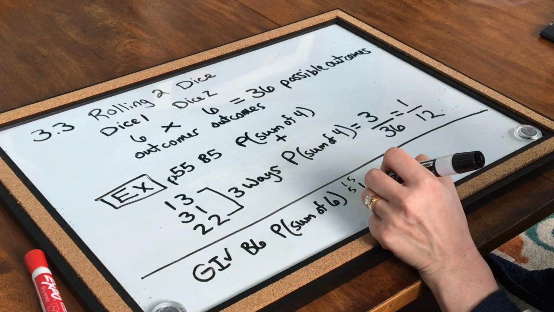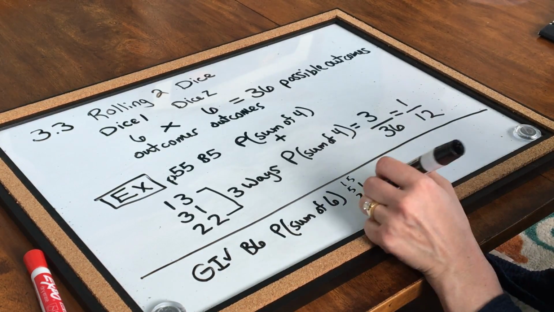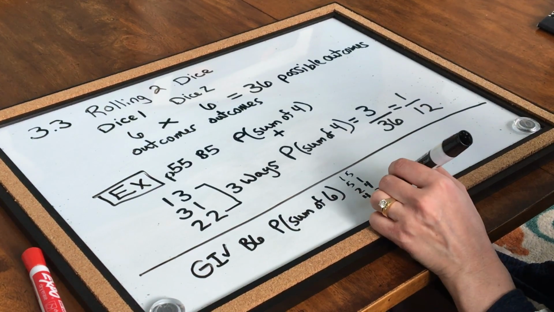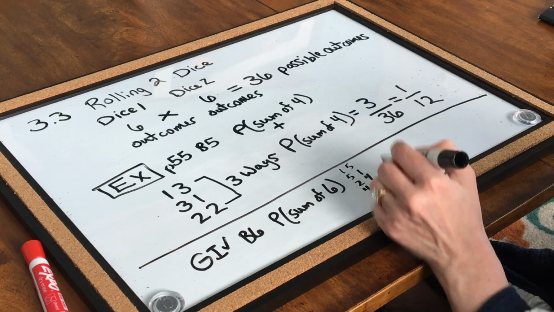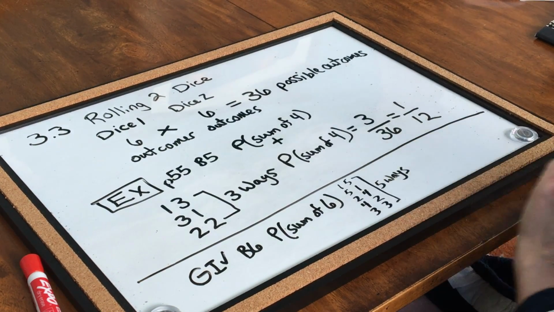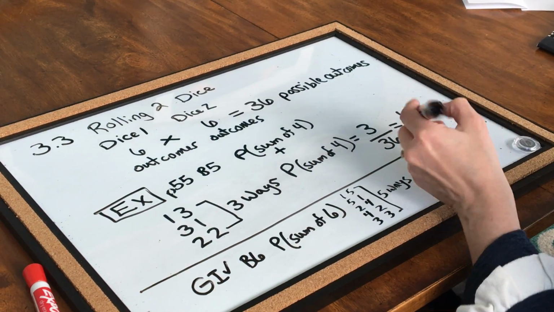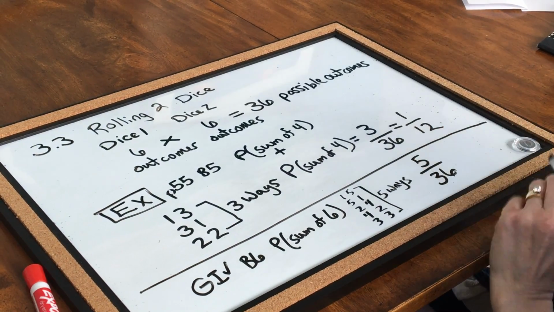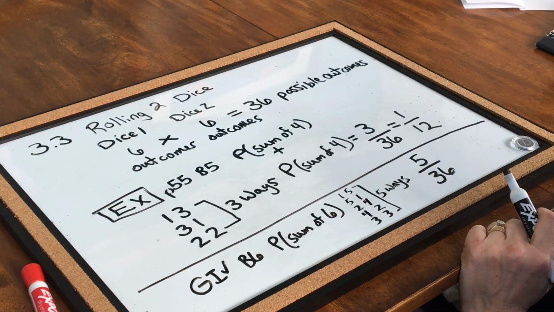We could roll a 2 and a 4. We could roll a 4 and a 2, or we could potentially get doubles and roll a 3 and a 3. So let's count them up. That's 1, 2, 3, 4, 5 ways that we could get a 6. So our probability of getting a sum of 6 is 5 over 36 total outcomes, and we can't reduce that any further because it's already a simplified fraction.